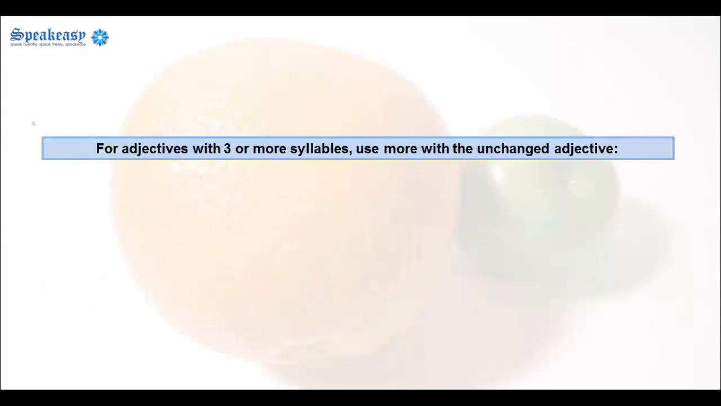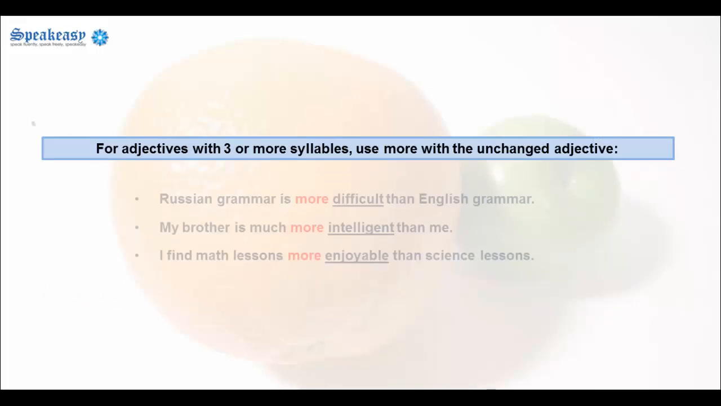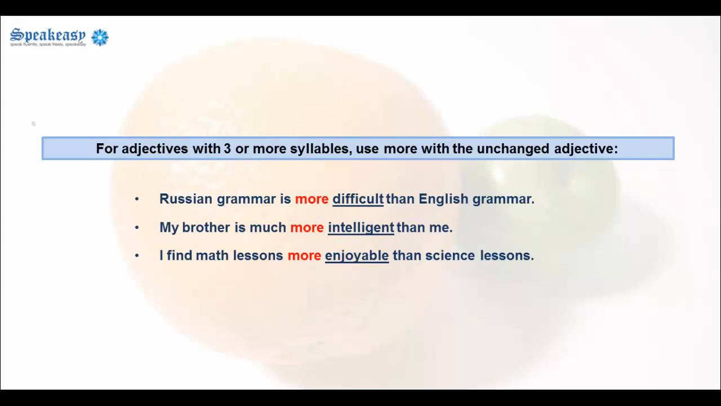For adjectives with three or more syllables, use more with the unchanged adjective. Russian grammar is more difficult than English grammar. My brother is more intelligent than me. I find math lessons more enjoyable than science lessons.